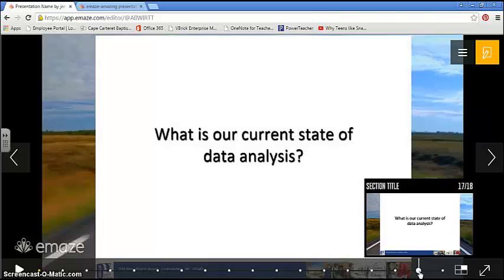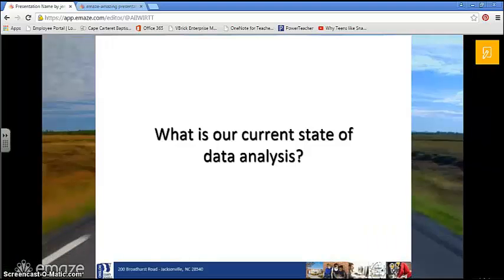So just a reflective question here. What is our current state of data analysis? Think about you in your own classroom. And then think about our entire school and your entire grade level. What is our current state of data analysis?